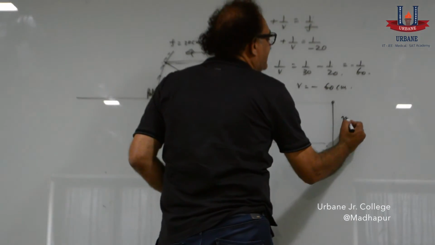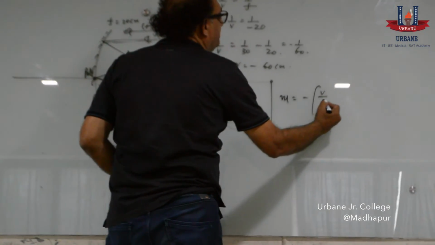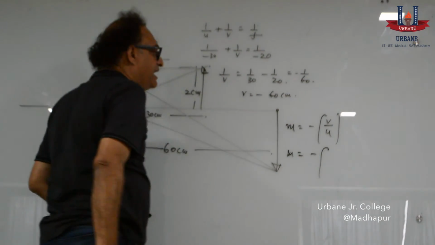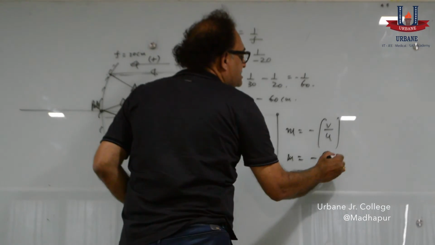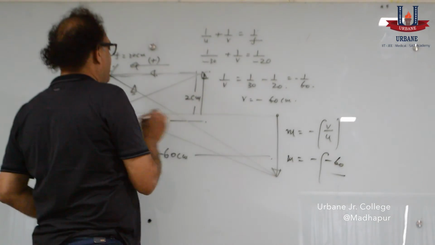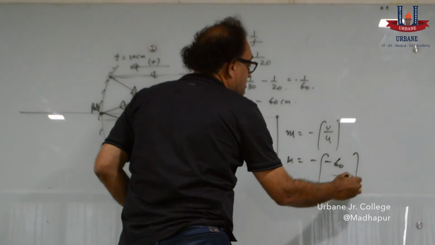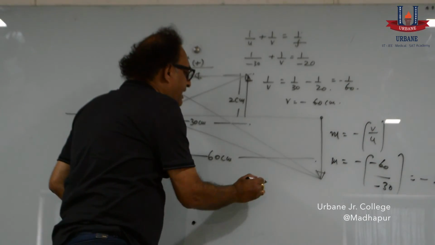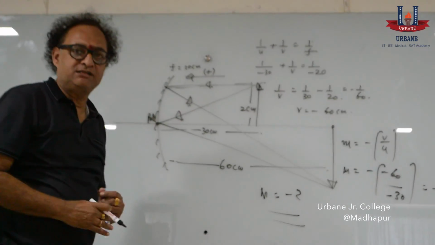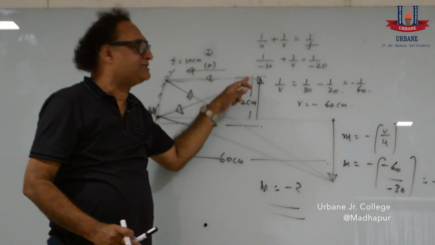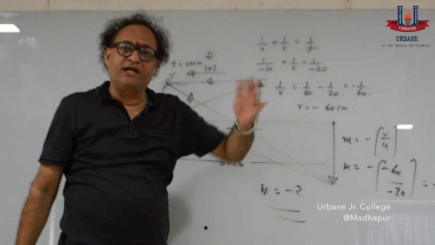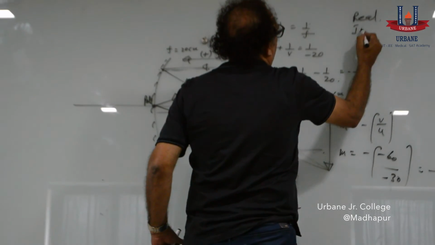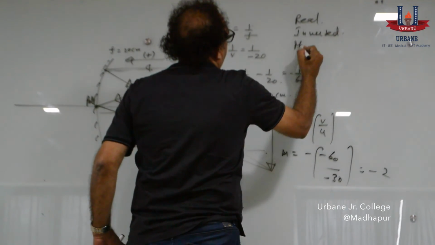We are trying to speak of the linear magnification, and that is supposed to be minus of v by u. V you got as minus 60, and u you got as minus 30, and so this is minus 2. What does the minus say? Linear magnification is minus 2. That means the size of the image is double the size of the object. Minus sign tells you that it is inverted. So this image is a real image, it's an inverted image, and it's a magnified image.